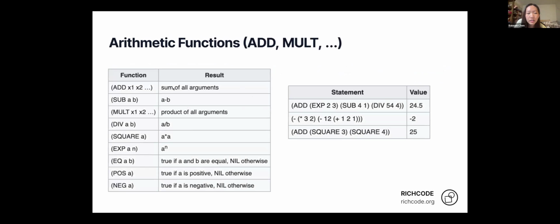And then these are arithmetic operators, which are pretty self-explanatory. If it's add, you just add the arguments. If it's sub, you subtract. And it's the same for all the other operators. And that's it for the review.